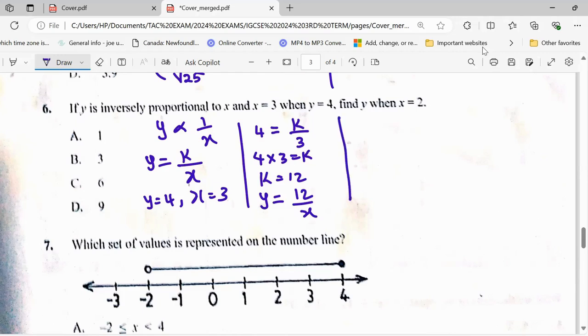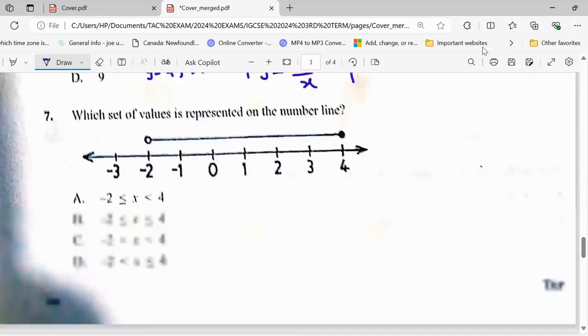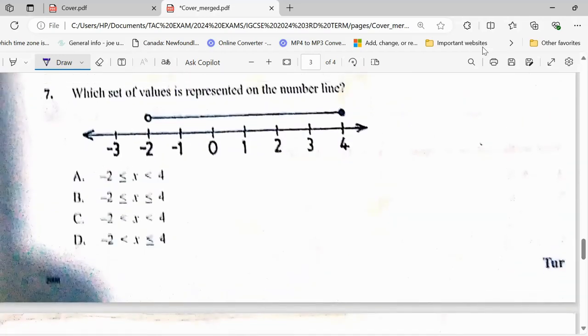So once you build this relationship, it's easy to find y when s is 2. So we say when s is 2, y becomes 12 all over 2. That gives us 6. And that is option C. We proceed to the next question, number 7.